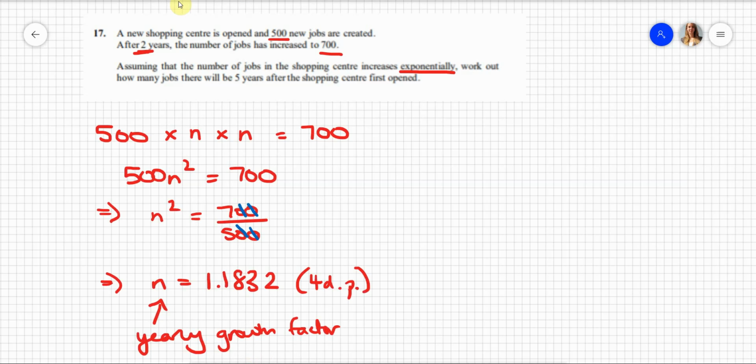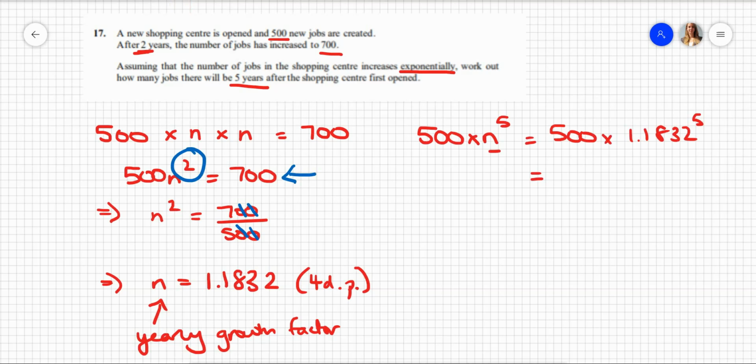Assuming that the number of jobs increases exponentially, work out how many jobs there will be 5 years after the shopping centre first opened. 700 was when it was 2 years. So if we want to do 5 years, we need to use our growth factor to the power of 5. And we end up with 1159.5.